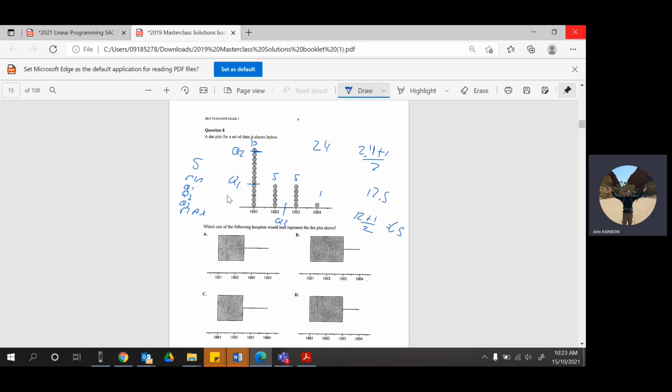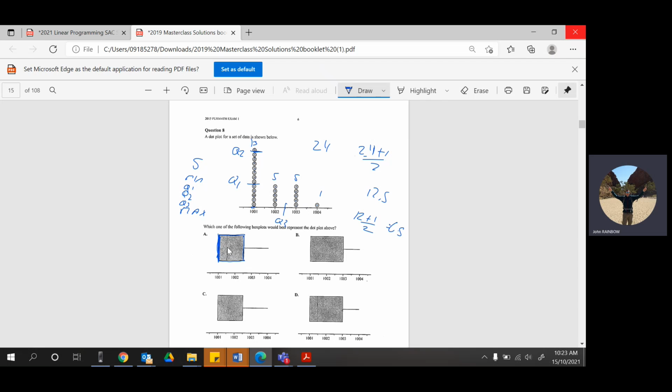Now I've got all my values. My minimum is at 101. So my minimum would be at 101. My Q1 is at 101. My Q2 is at 101. So I just draw a line everywhere, right? My Q3 is at 102.5. So I would draw a line here, and then I'll just have a box like that.